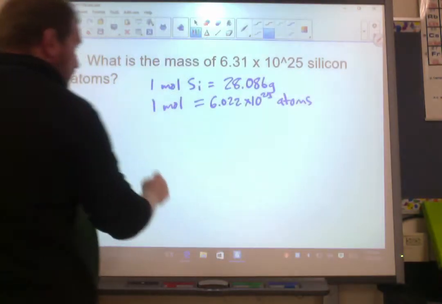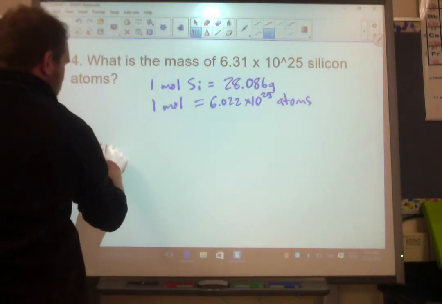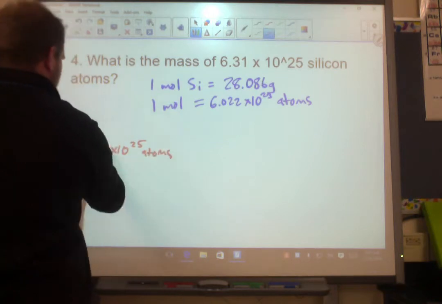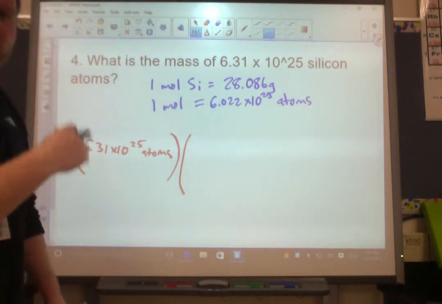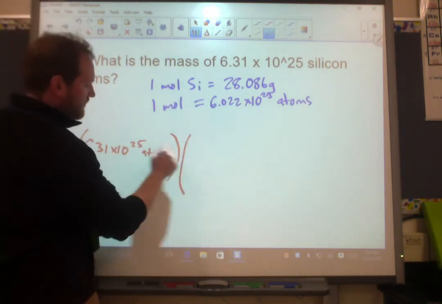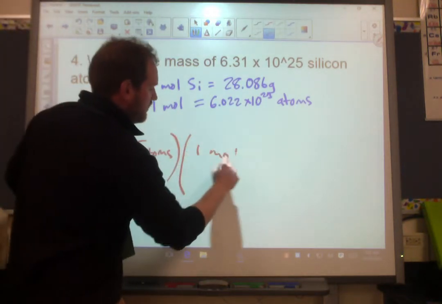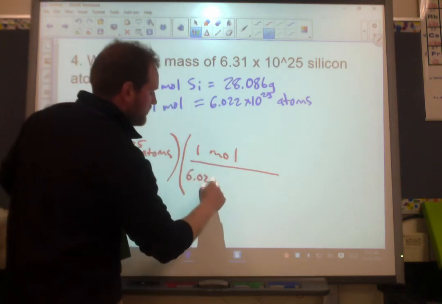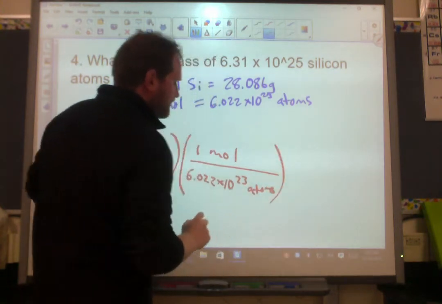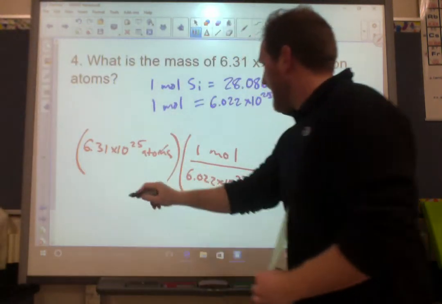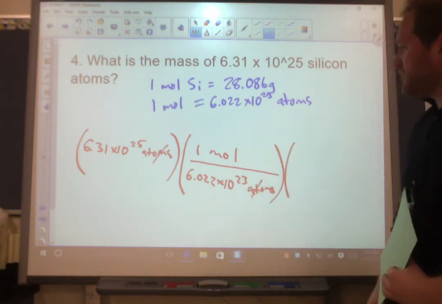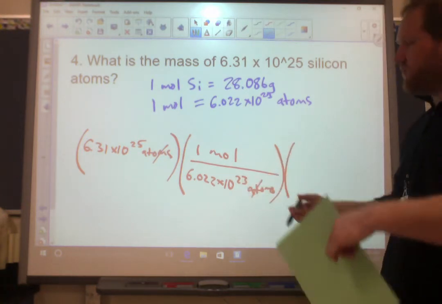We write our starting point, 6.31 times 10 to the 25th atoms. So we need to turn this into moles, and then we'll turn that into grams. To turn this into moles, we use Avogadro's number: times 1 mole per 6.022 times 10 to the 23rd atoms. Atoms cancels atoms. We're left with moles. And let's take this directly into grams. No need to do the math and then do the math again.